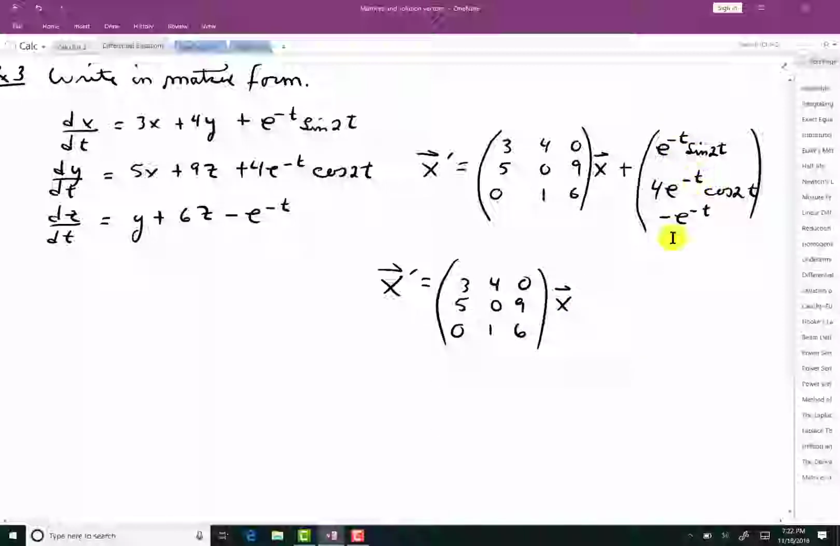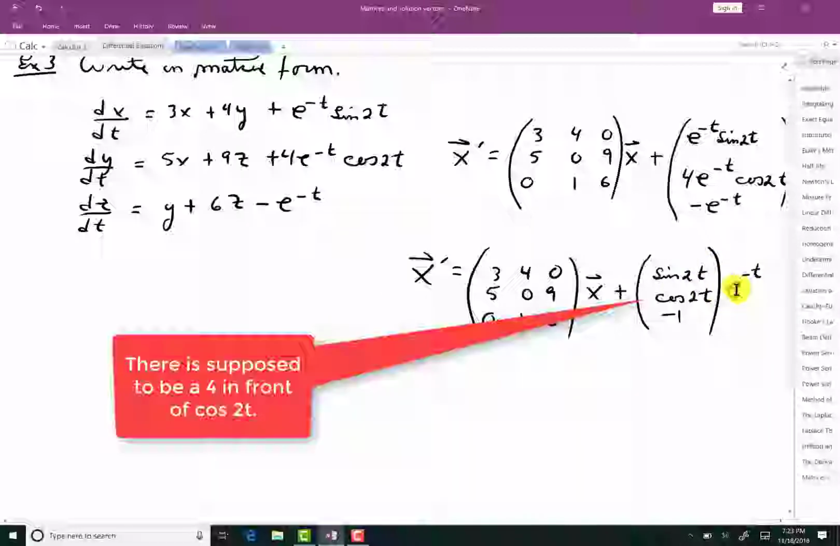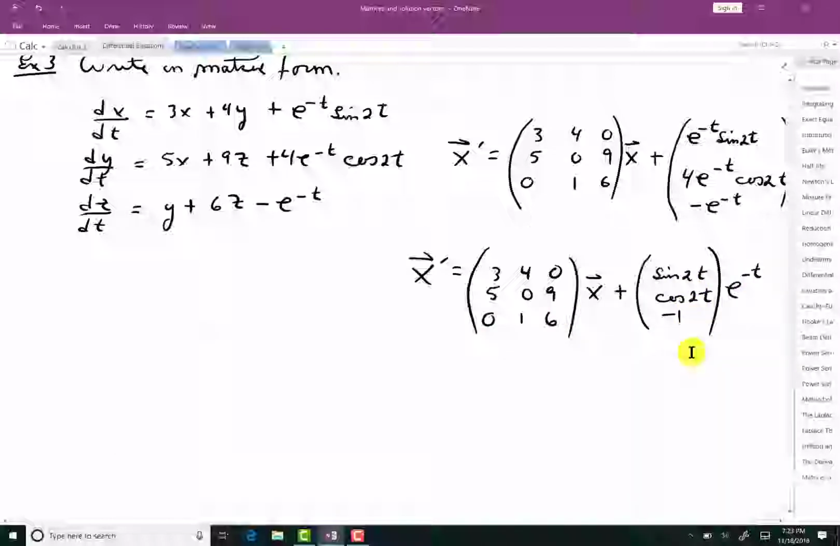But then if you notice, there's an e to the negative t attached to everything here. So the second vector I can write as sine of 2t, cosine of 2t, negative 1, and have that all times e to the negative t. In fact, this is what we call scalar multiplication. If I multiply just a single number, which for any t is a single number, and I put it out in front or behind a matrix, that means I'm going to multiply it to each of the three items or members of this vector.